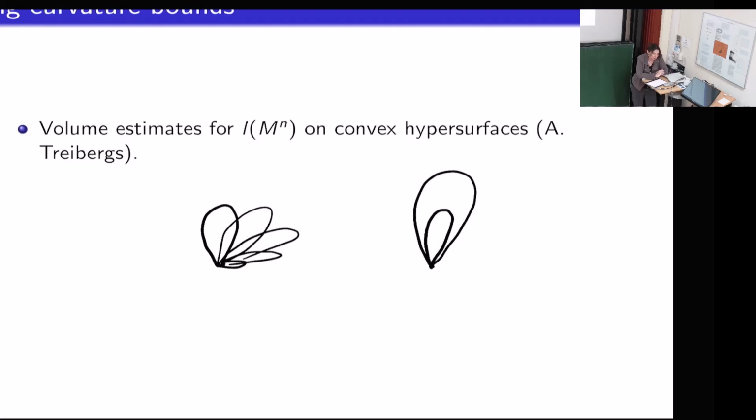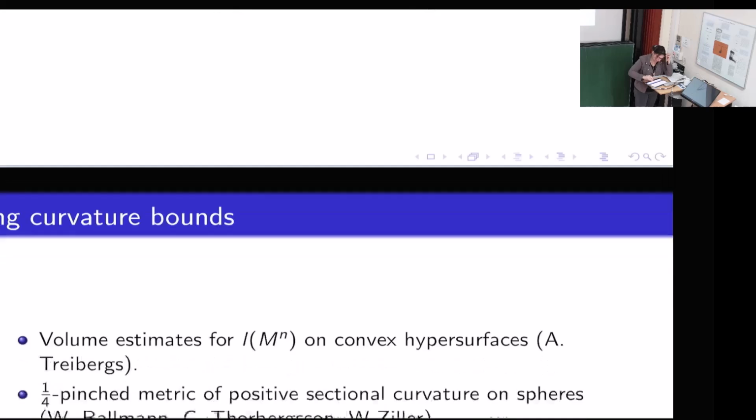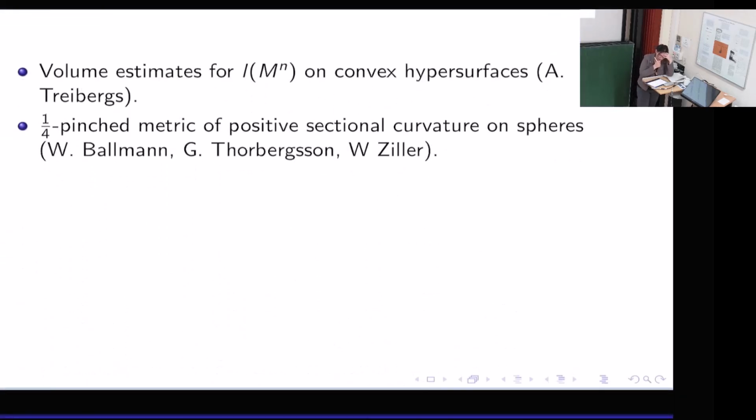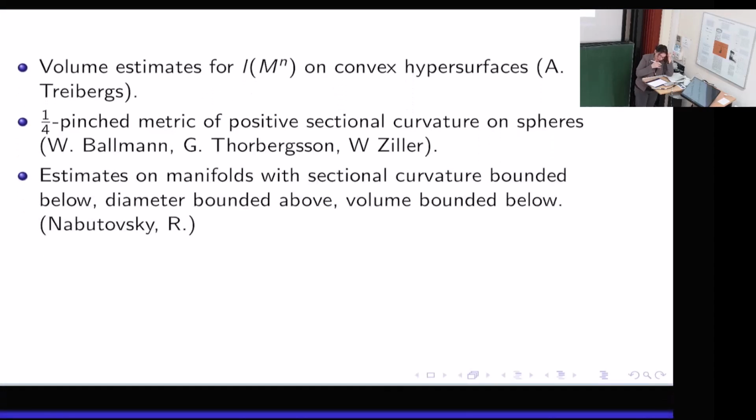So then curvature becomes helpful. And we have a bunch of results, some older and some new. So one is starting from the volume estimate on convex hypersurfaces by Treibergs. I mean, Croke might have also had such an estimate, I don't remember. There is the 1/4-pinched metric of positive sectional curvature of Bauman, Thorbergsson, and Ziller. There are estimates on manifolds in the KVD space, the space where curvature is bounded below by K, volume is bounded below by V, and diameter is bounded above by D.